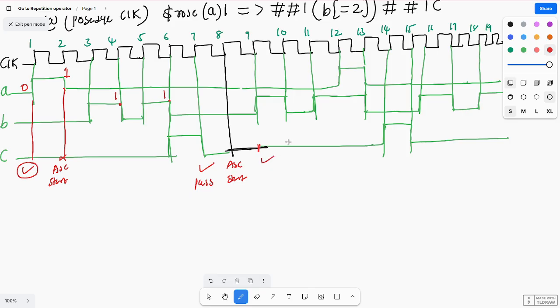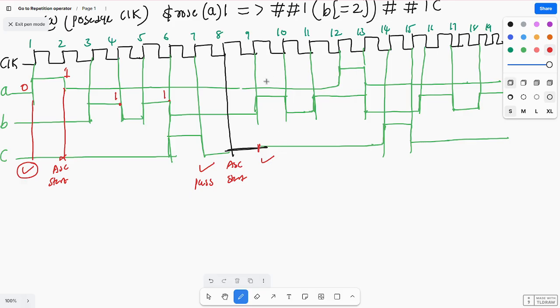So that means when B is passing, it is nowhere depending on C. That means if B is pass, assertion is pass. Okay, so like this we need to check. Suppose again here, the next cycle, which means at the ninth cycle, the assertion is pass.